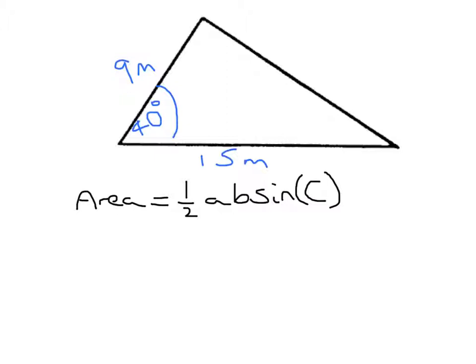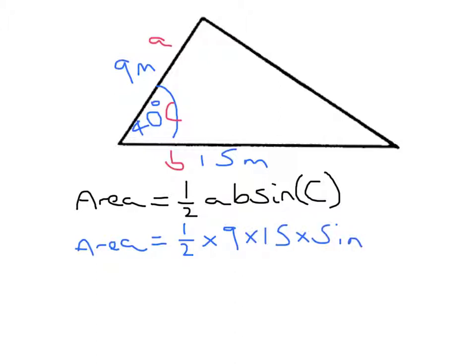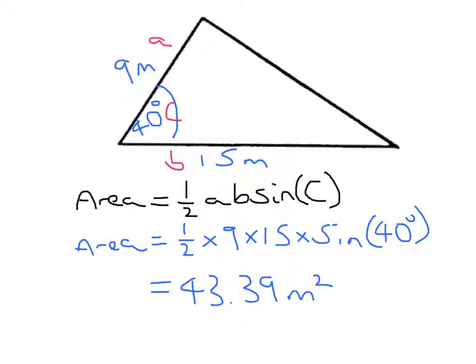And now it's your turn. Use the formula to find the area of this triangle. If we label the sides A, B and angle C, then we have area is half of 9 times 15 times sine of 40 degrees, and that gives us 43.39 meters squared to 2 decimal places.